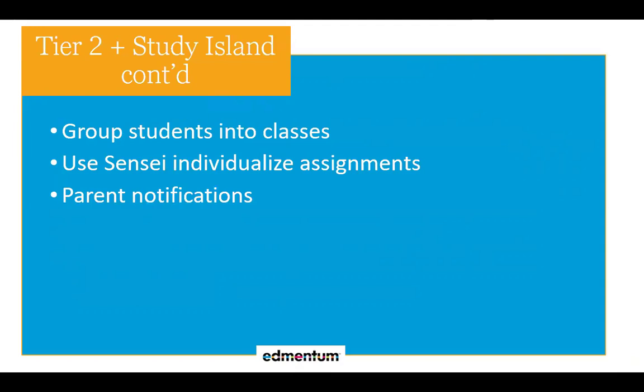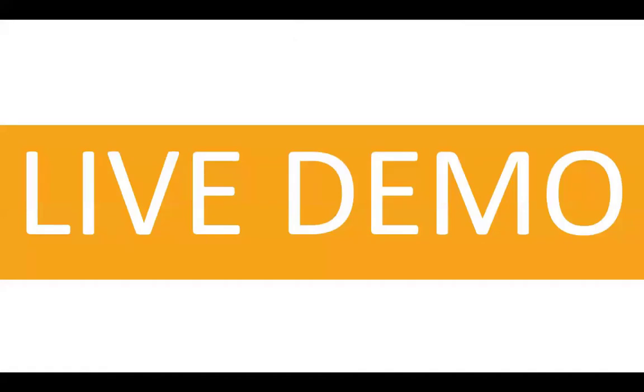And then also in Tier 2, let's go ahead and add our parents into the mix. I'm going to talk to you and show you parent notifications, where you can set up some emails, some notifications to be sent to parents so that they're alerted of anything you do within that class. So let's go ahead and look at that.